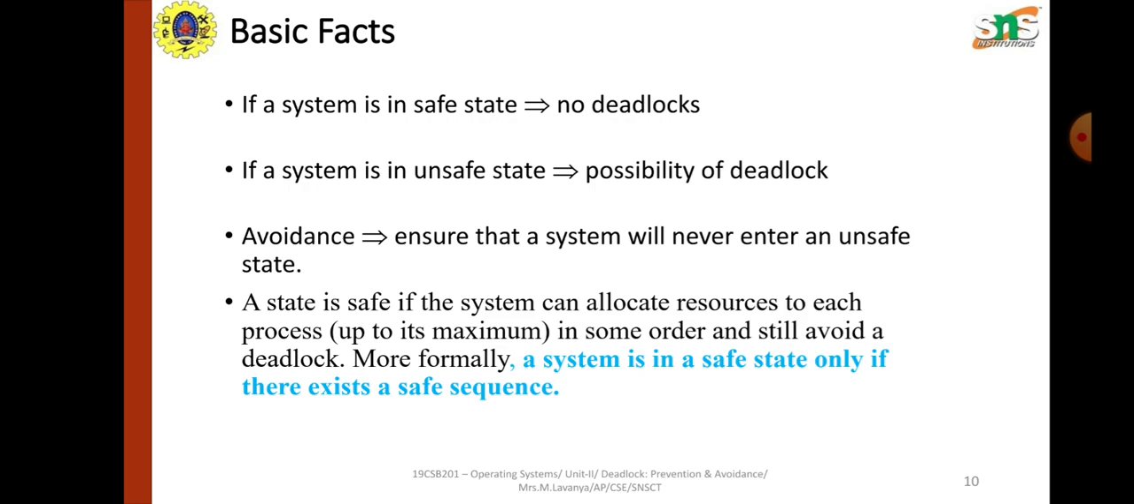A state is safe if the system can allocate resources to each process up to its maximum need in some order and avoid the occurrence of deadlock, which we have seen in the previous example of allocation to Pi, Pj with the same resources and so on. It is formally said that a system is in a safe state only if there exists a safe sequence. A safe sequence is nothing but the execution sequence of those processes for all those resources.